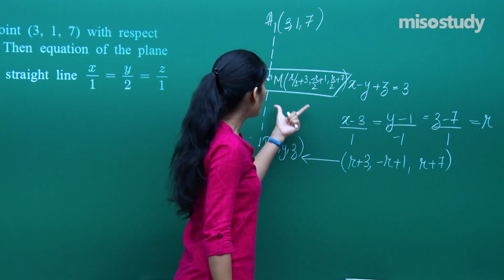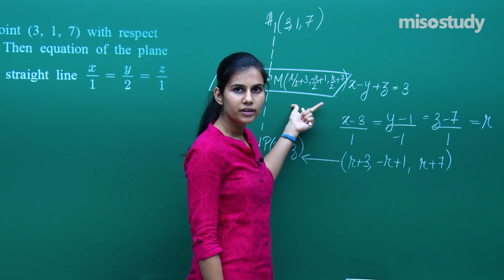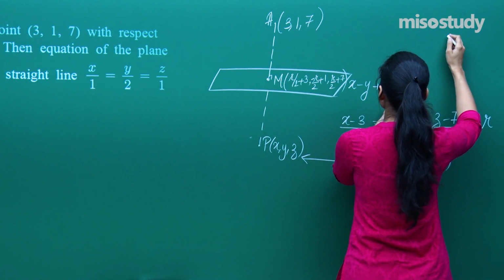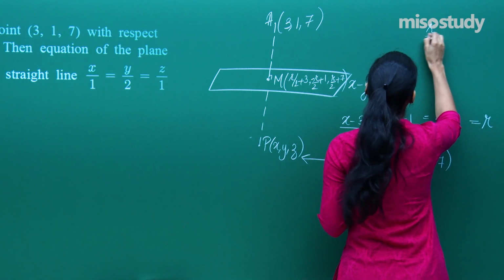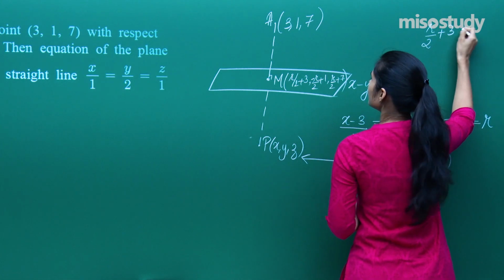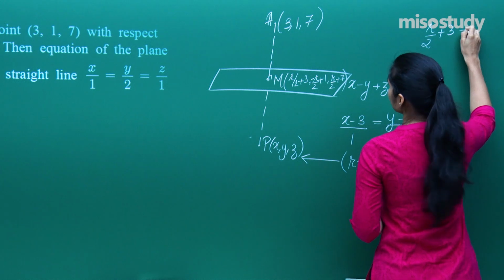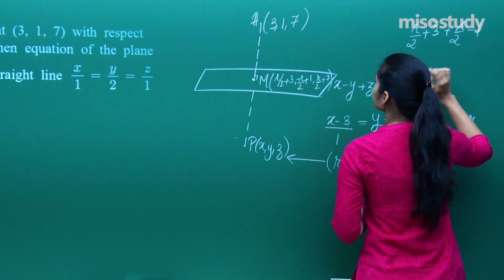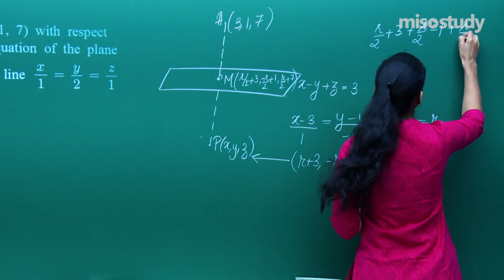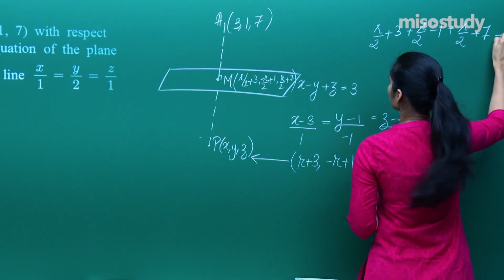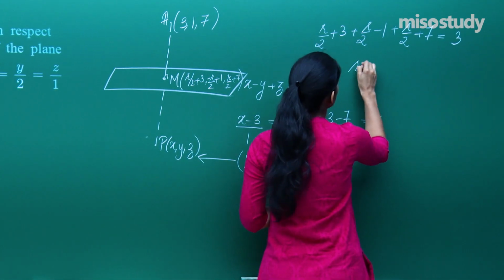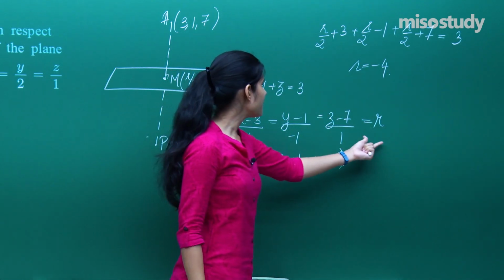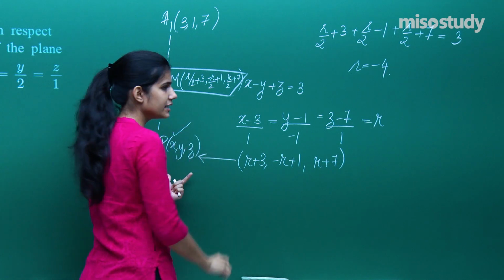Now this is the midpoint which is obviously lying on the plane, so its coordinates will satisfy the equation of this plane. So I am going to have x minus y plus z equals 3. So it is r/2 plus 3 plus r/2 minus 1 plus r/2 plus 7 equals 3. From here you will get r equals minus 4. The moment you get r equals minus 4, you have successfully got the coordinates of P.